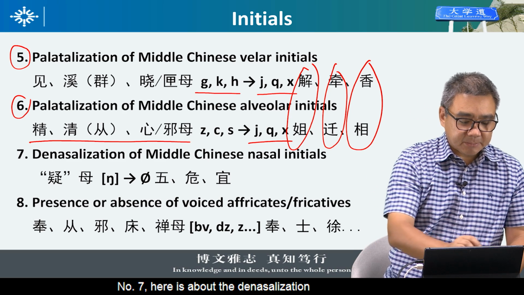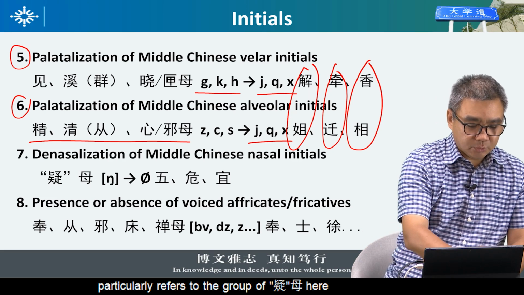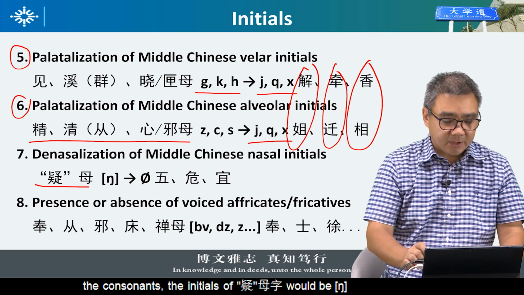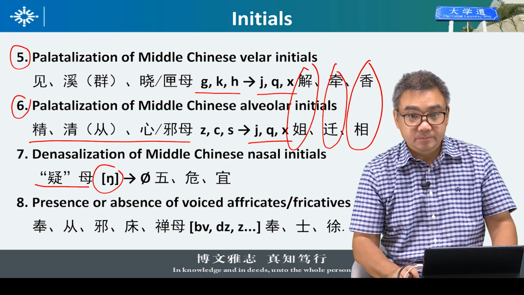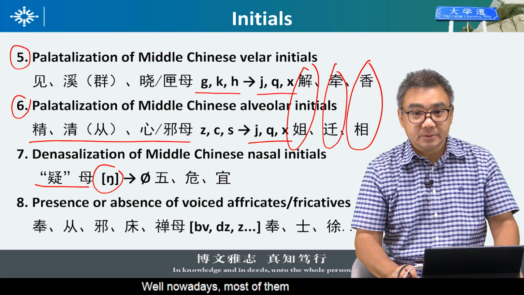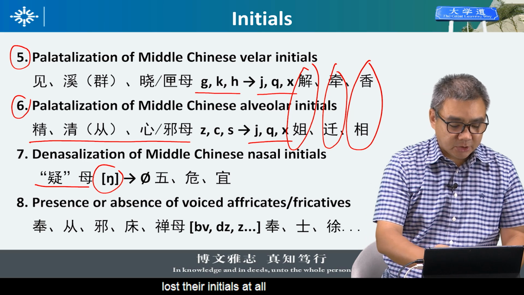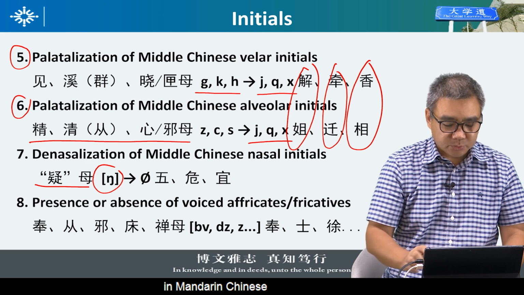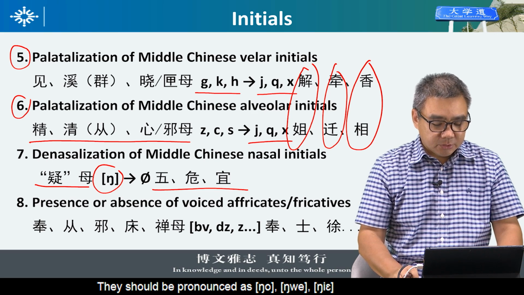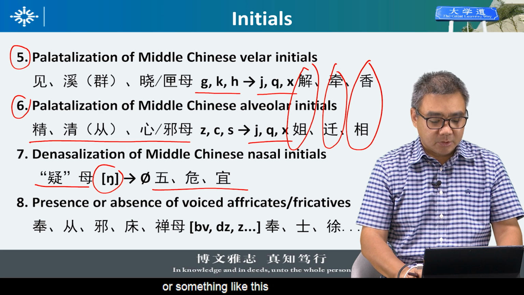And also number 7 here is about the denasalization of Middle Chinese nasal initials. Particularly refers to the group of 疑母 here. In history, the initials of 疑母字 would be ng, a velar nasal. While nowadays, most of them in most dialects lost their initial at all. For example, in Mandarin Chinese, 吴, wei, yi, they have no consonant initial at all. While in history, they should be pronounced as ngo, ngui, ni, or something like this.